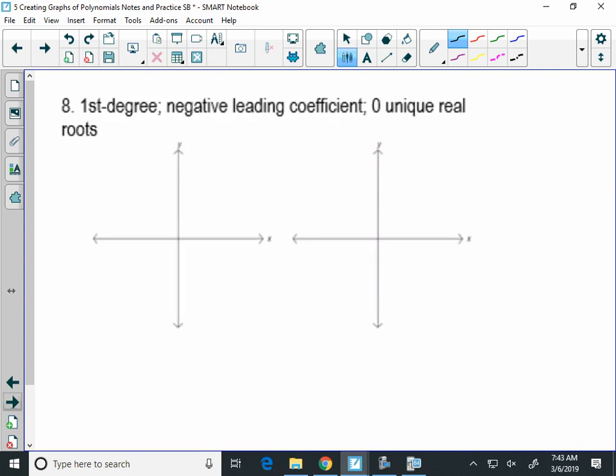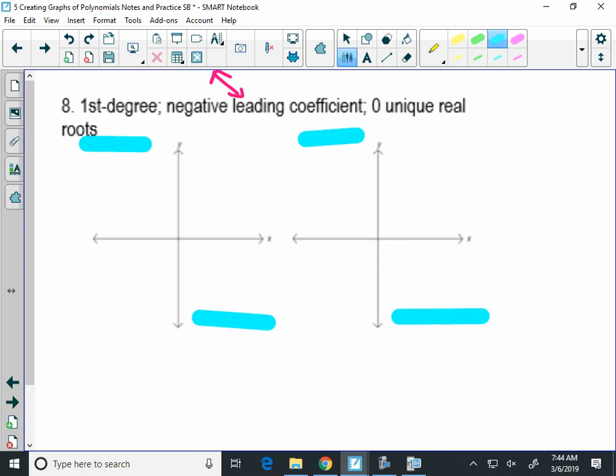Finally, 1st degree polynomial, negative leading coefficient, 0 unique roots. So 1st degree, 1 is odd. Negative leading coefficient means that my arrows are going to go in opposite directions with a negative trend. And no unique real roots means no x-intercept. Well, first degree is a linear function, and those have 0 turning points.